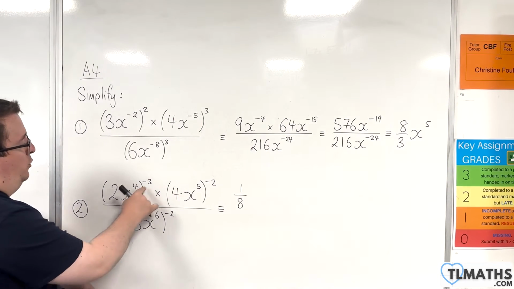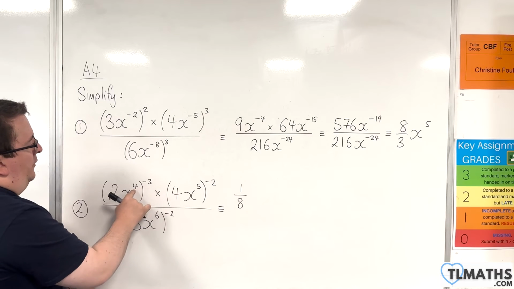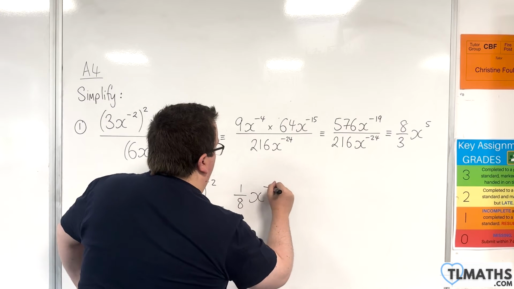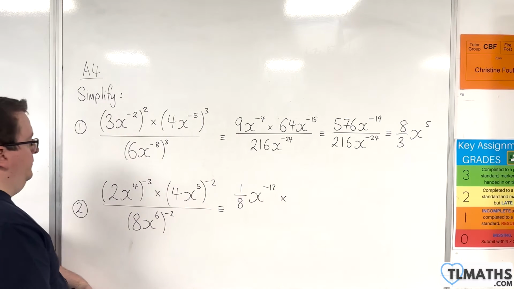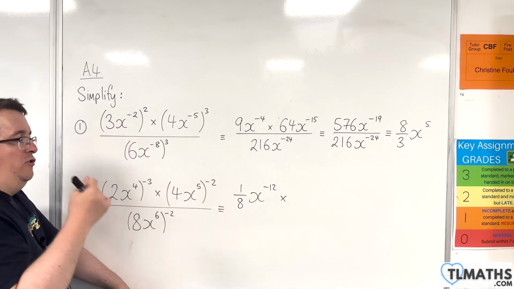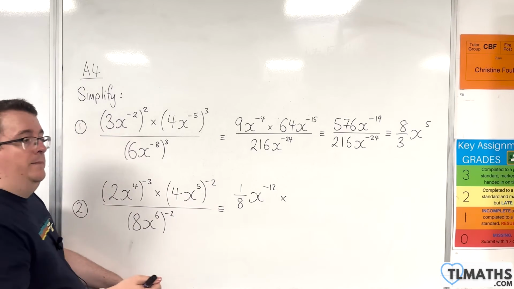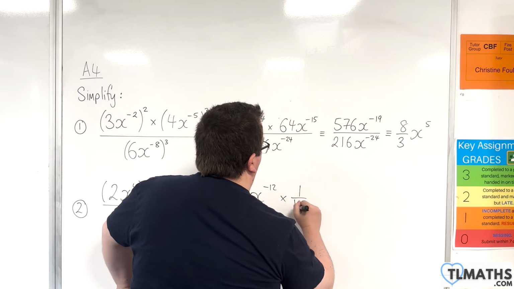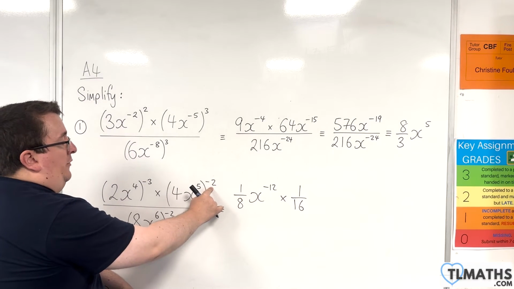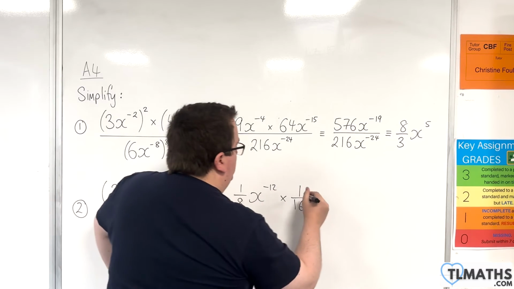Then we have x to the 4 to the minus 3. So 4 times minus 3 is minus 12. So x to the minus 12. Then we have 4 to the minus 2. So the minus sign means 1 over. So it's 1 over 4 squared, which is 1 over 16. Then x to the 5 to the power of minus 2. 5 times minus 2 is minus 10.